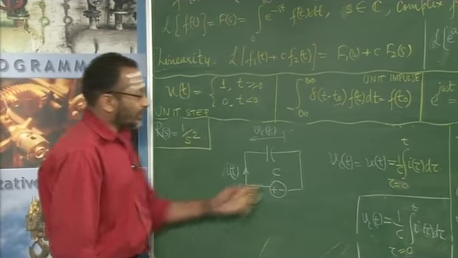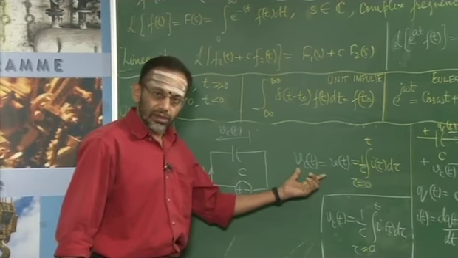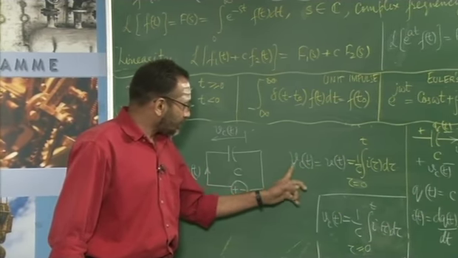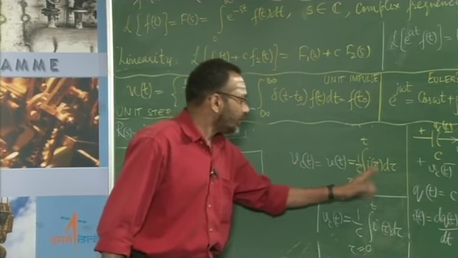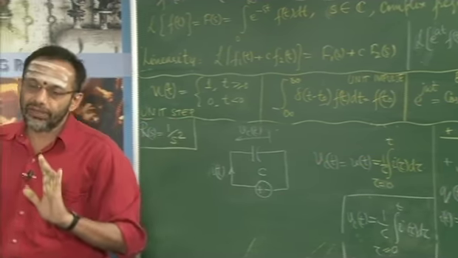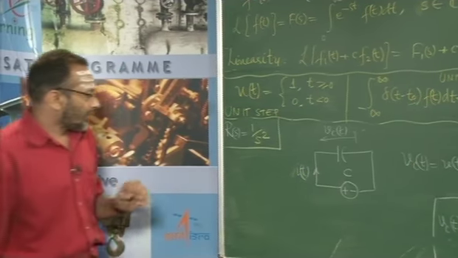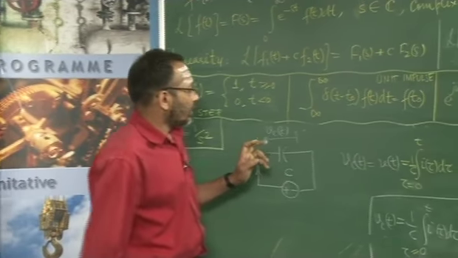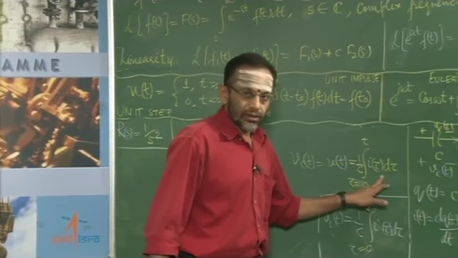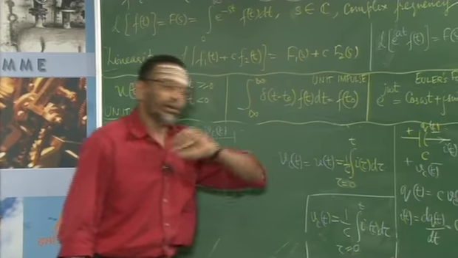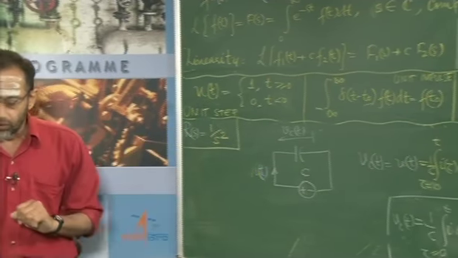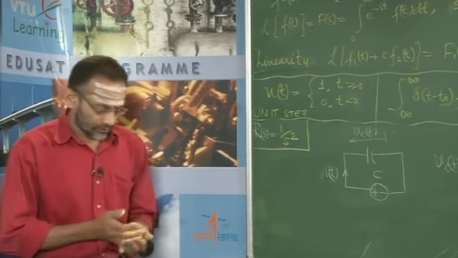Now, if I have to take the Laplace transform of this, you will recognize that I have the Laplace transform of 1 over C into the integral of a function. In the case of an inductor, we saw that we were required to take the Laplace transform of the differential of the current, whereas now we are required to take the Laplace transform of the integral of a current. So, we require another formula for that.